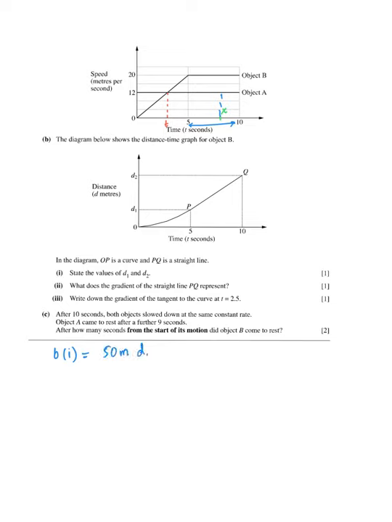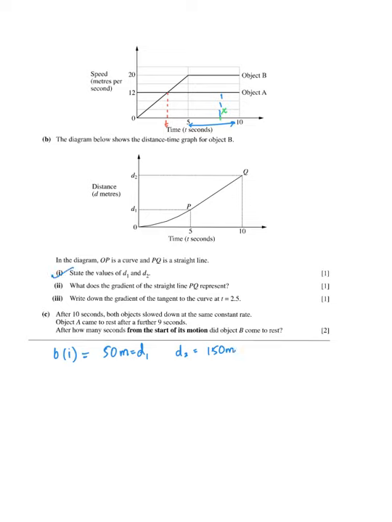That is the value of D1, right? And for D2 we need to find out the total area of object B. We also had to find this one, and the answer is 150 meters. That is your first part answer.